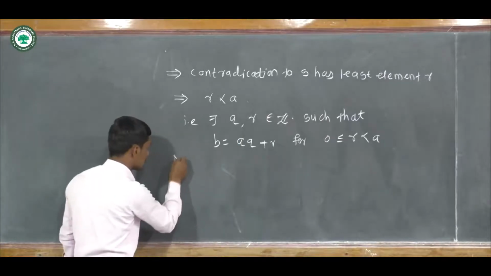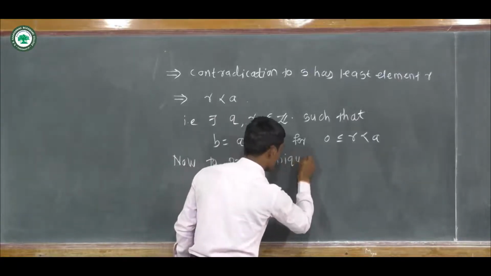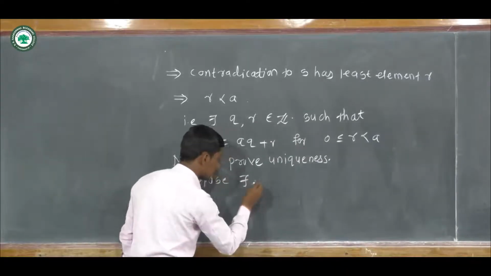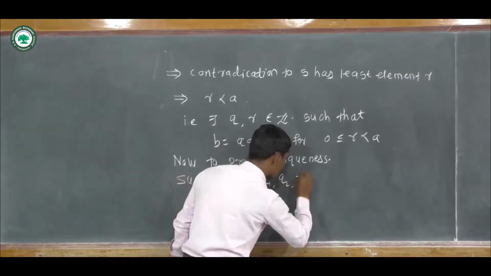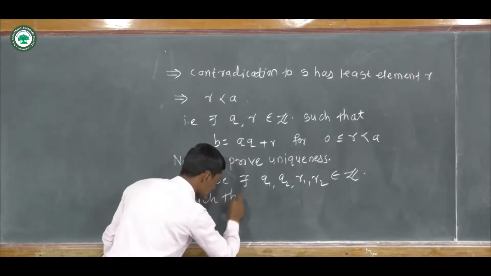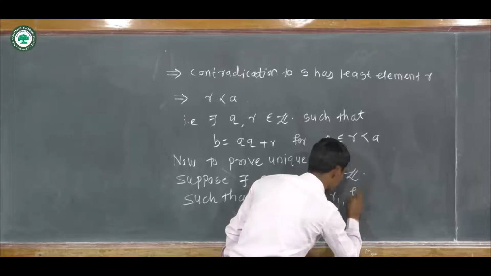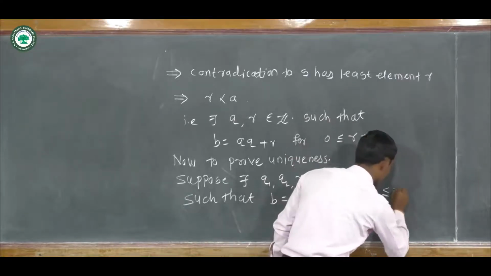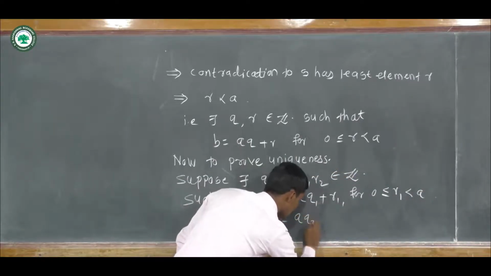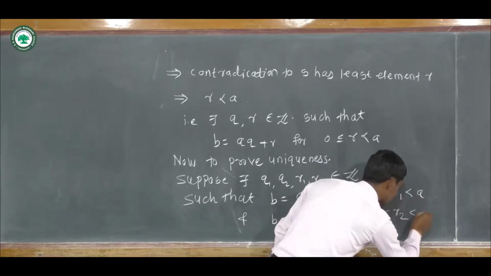Now prove uniqueness. To prove uniqueness, suppose there exist q1, q2, r1, r2 belonging to Z such that b is equal to aq1 plus r1 for 0 less than or equal to r1 less than a, and b is equal to a times q2 plus r2 for 0 less than or equal to r2 less than a.